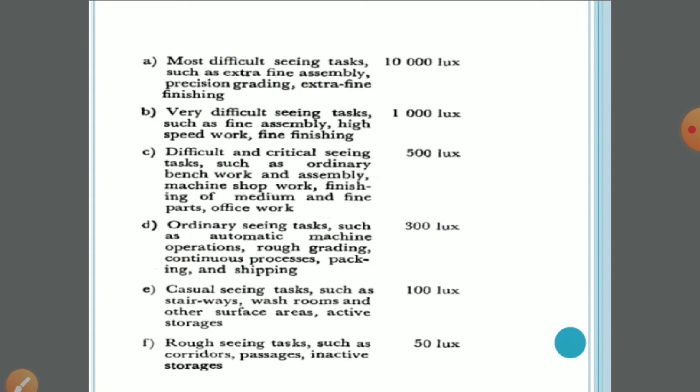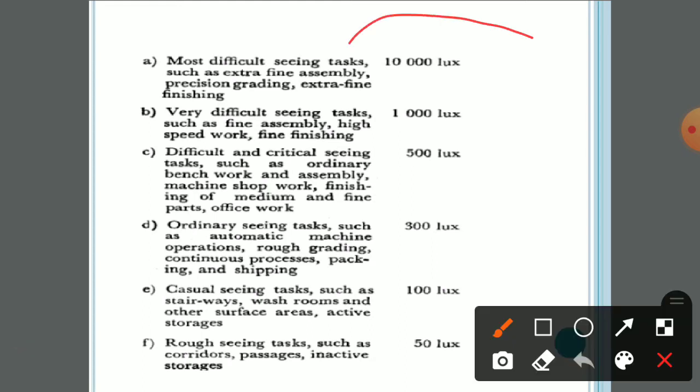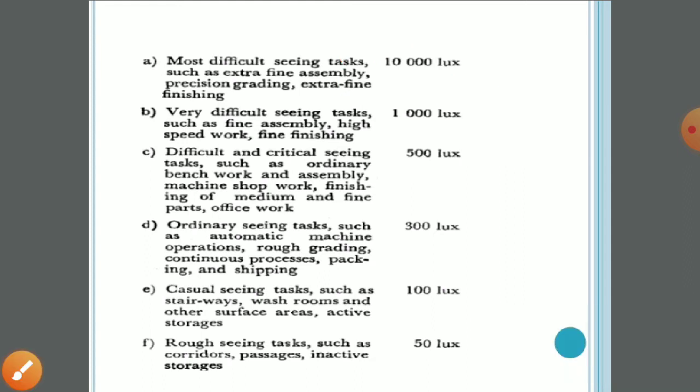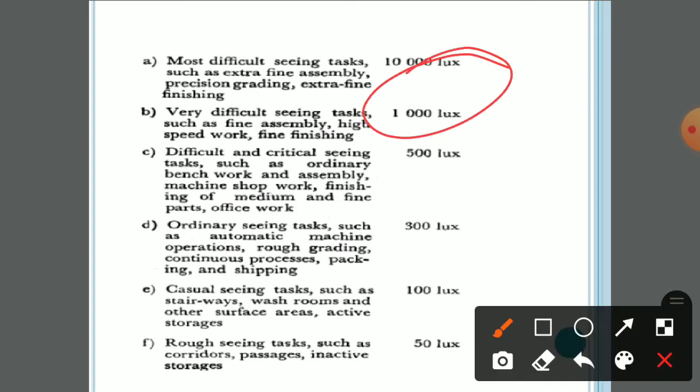So the first one is the most difficult. There are some of the precision values they have given. Most difficult seeing tasks such as extra fine assembly, precision grading, and extra fine finishing require around 10,000 lux on the surface area. Then very difficult seeing tasks such as fine assembly, high speed work, and fine finishing require at least 1000 lux.